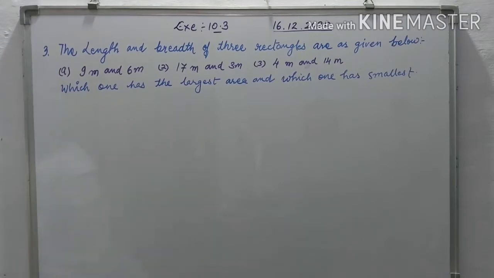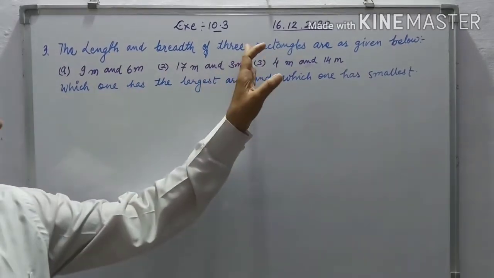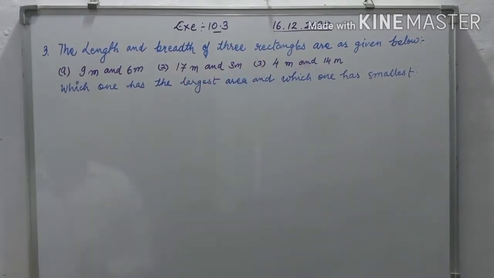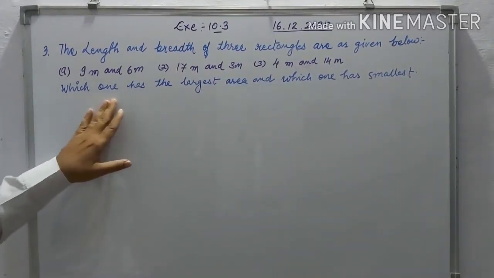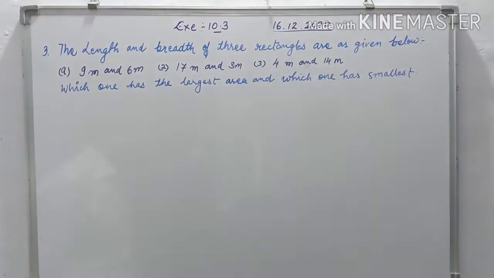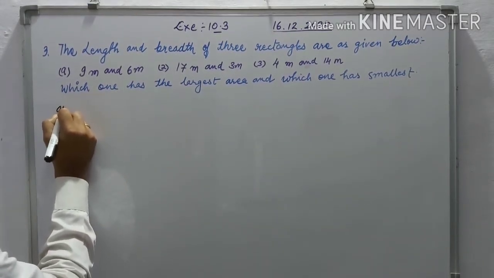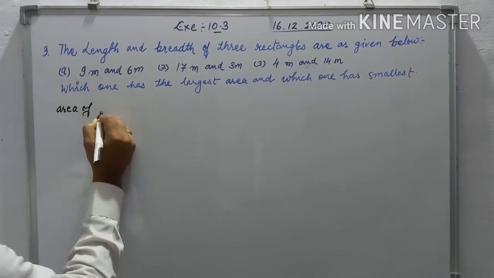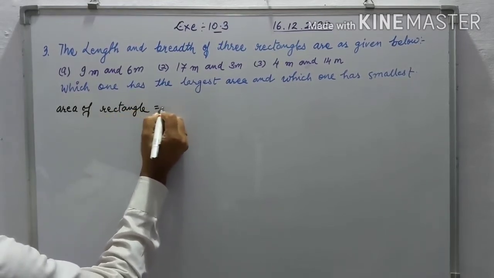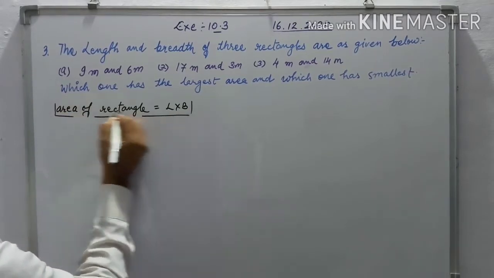Question number 3. Question number 3 is the length and breadth of the three rectangles are given below. There are 3 rectangles, first, second and third, and the question asks which one has the largest area and which one has the smallest. To find the area of 3 rectangles, okay, that we first will write: area of rectangle is length into breadth. This is the common formula, you write one time, not write another time.